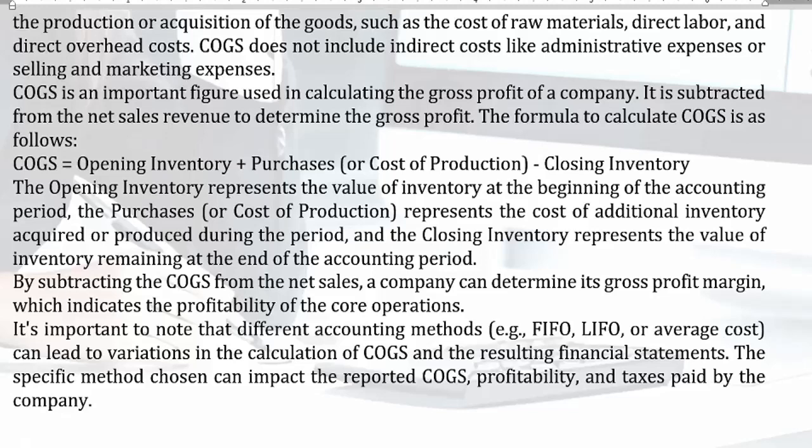By subtracting the COGS from the net sales, a company can determine its gross profit margin, which indicates the profitability of the core operations. It's important to note that different accounting methods, for example, FIFO, LIFO, or average cost, can lead to variations in the calculation of COGS and the resulting financial statements. The specific method chosen can impact the reported COGS, profitability, and taxes paid by the company.